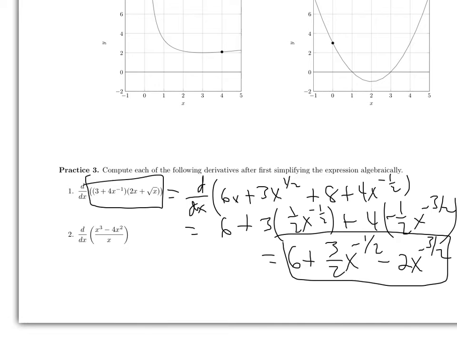The second one was much easier, because we said that if we factor out an x in the numerator and cancel it with the denominator, then the expression that's in parentheses there is x squared minus 4x, and the derivative of that is just 2x minus 4.